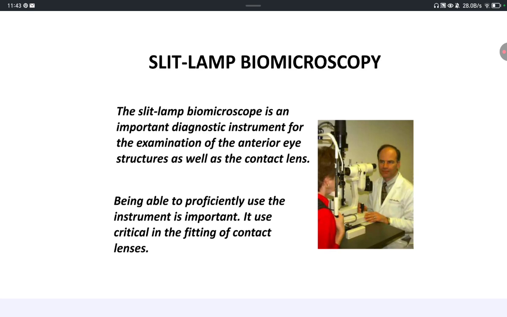Being able to proficiently use the instrument is important. It is critical in the fitting of contact lenses. Maybe it might be critical to use in contact lens fitting, but it is the important diagnostic instrument for examination of the anterior structure of the eye as well as the contact lens.